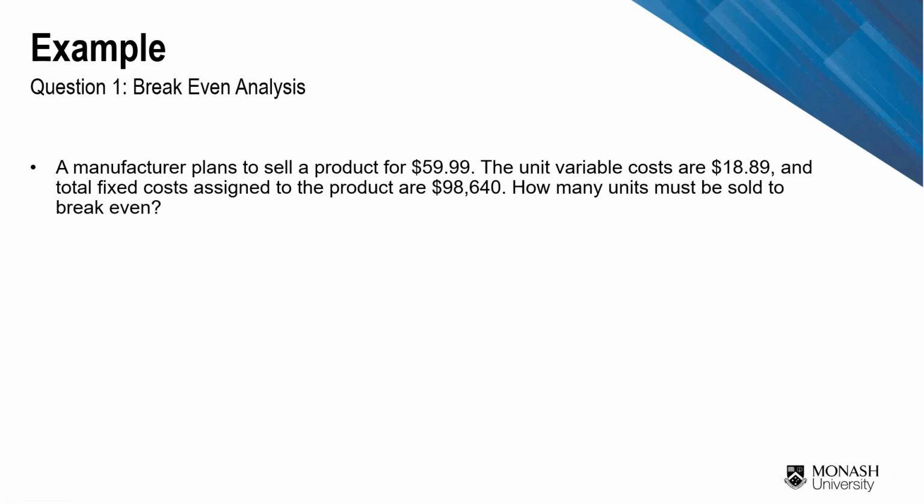First off, we have a manufacturer who plans to sell the product at $59.99. The unit variable cost is $18.89, and the total fixed costs assigned to the product are $98,640. How many units must be sold to reach the break-even point?